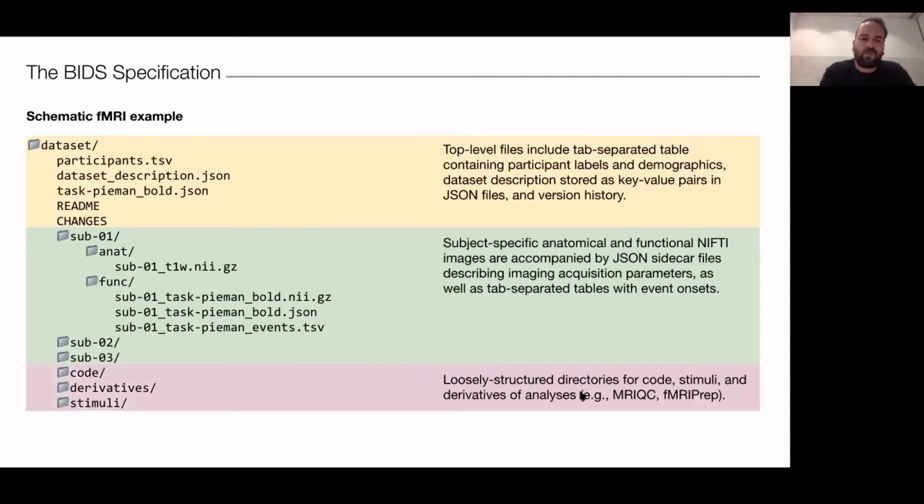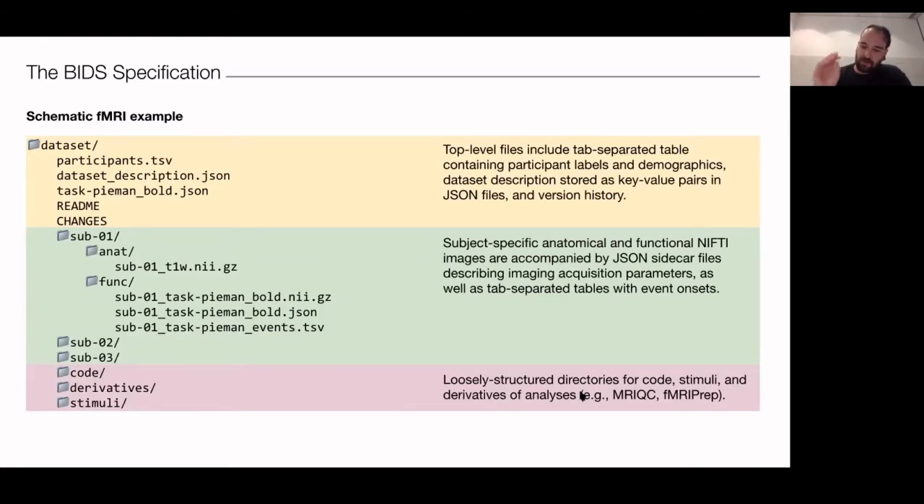And then finally, you have some more loosely structured directories for code, your analysis code, for derivatives of your analyses, like from MRIQC and fMRIPrep, which we'll talk more about later, and for stimuli as well, if it's possible to provide stimuli. Okay, so that's the schematic example.